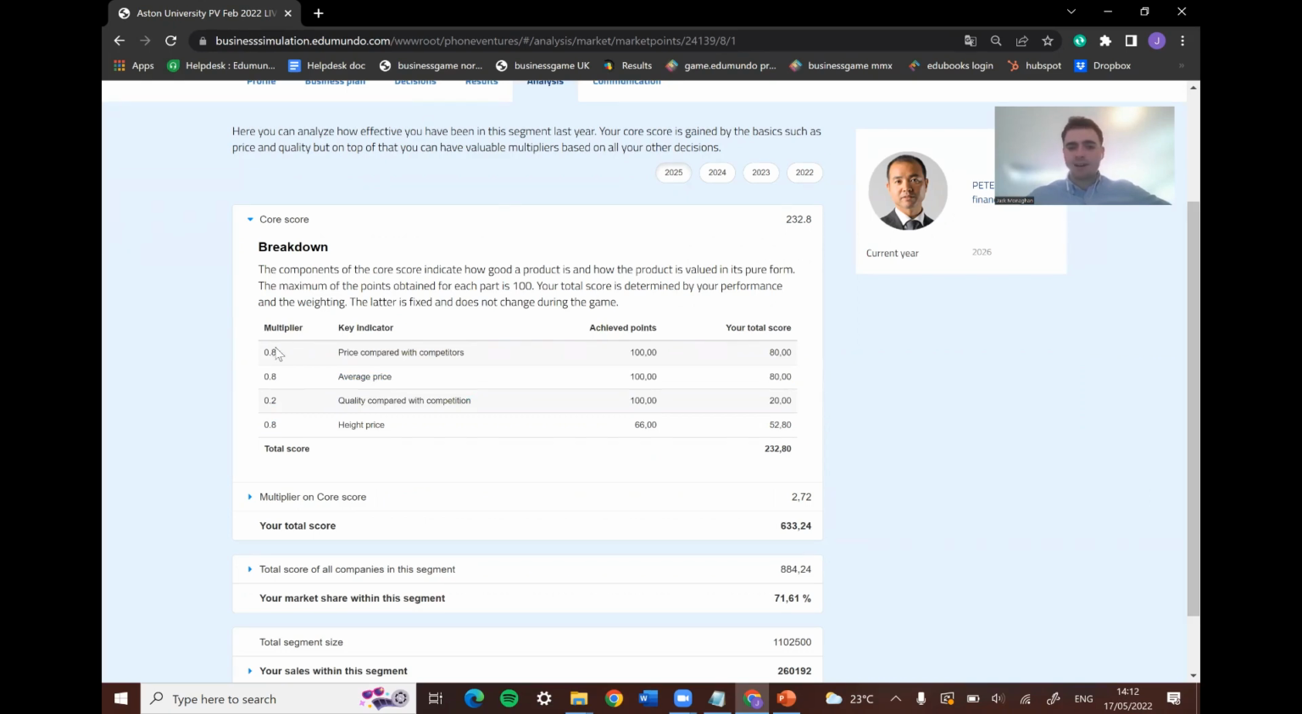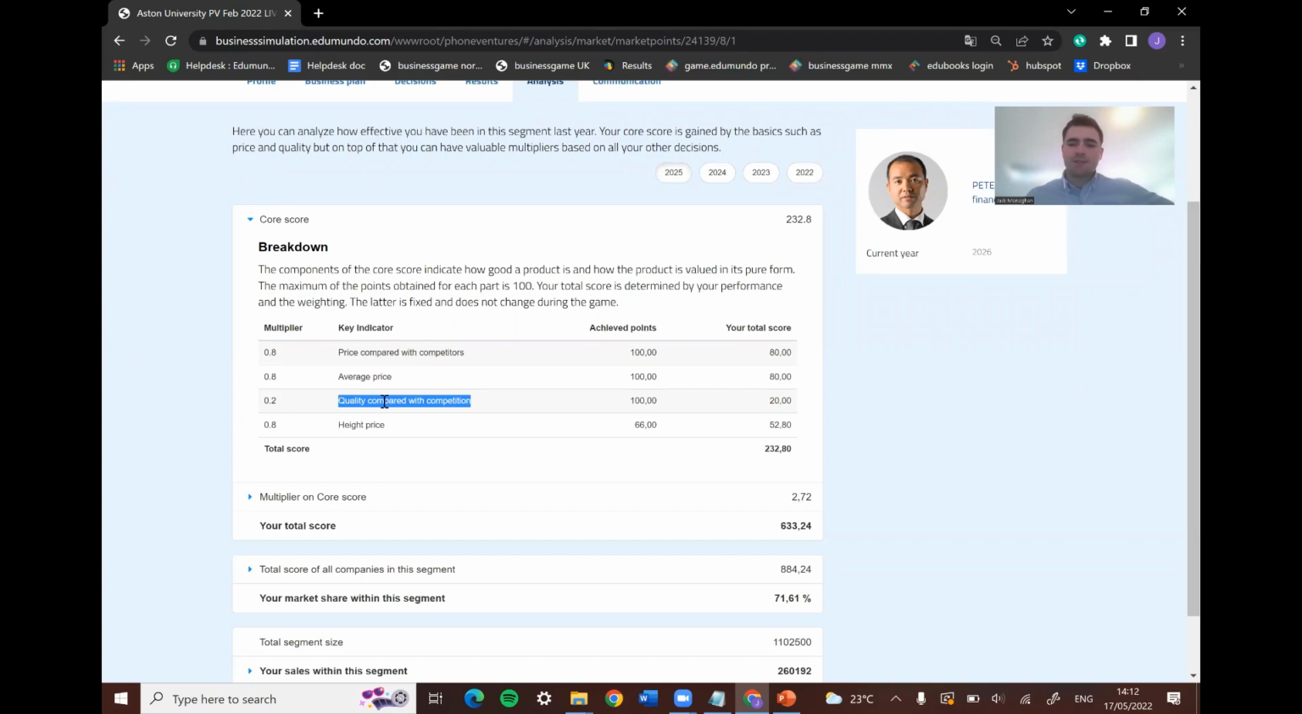0.8 is quite a high factor or indicator, compared to 0.2, which is quite low. As you can see, the price compared with competition, average price, and highest price are all important factors to those within this price segment. Compare that to the quality, it's not very important to this customer group. So maybe you could do something around your quality and not suffer that badly in terms of demand.